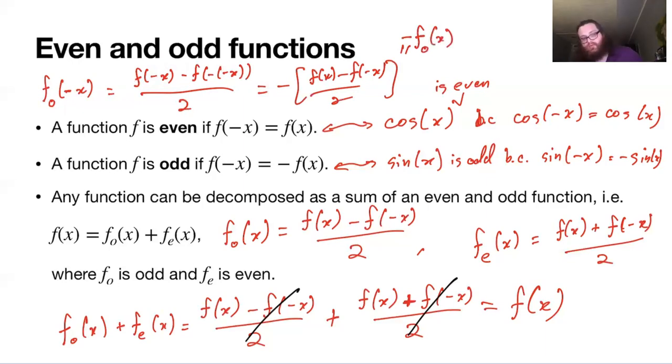Okay, so you can do the same thing with the even piece. But it's a neat little fact that it doesn't matter what the function is, you can decompose it in this way. Okay, so that's all about even and odd functions.